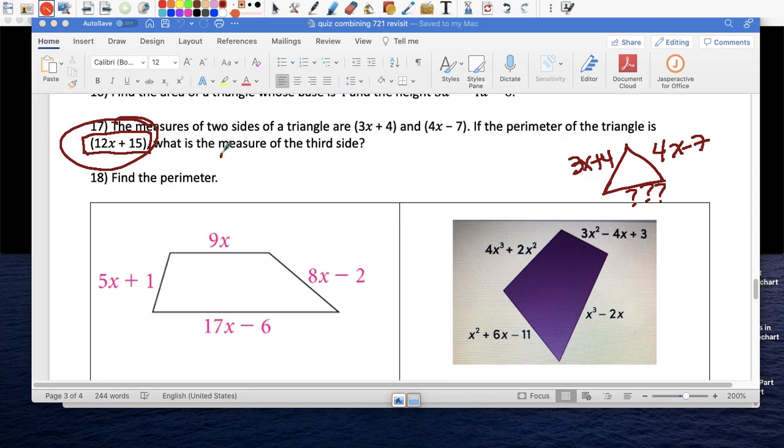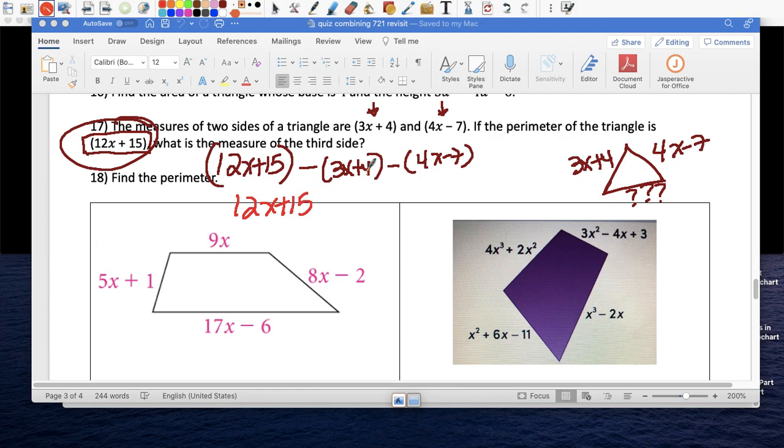So let's do that. So it's 12x plus 15, which represents the perimeter of the whole triangle, minus, we're going to take minus this guy, and then minus this guy as well. But notice that I put everything in parentheses, right? Let's remove the parentheses. So I'd get 12x plus 15. Now what happens here when there's a minus sign in front of parentheses, it becomes minus 3x, minus 4, and this becomes minus 4x, and positive 7, right? Because you have to do the opposite.